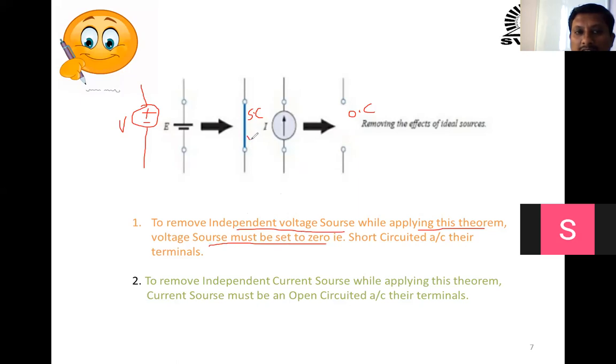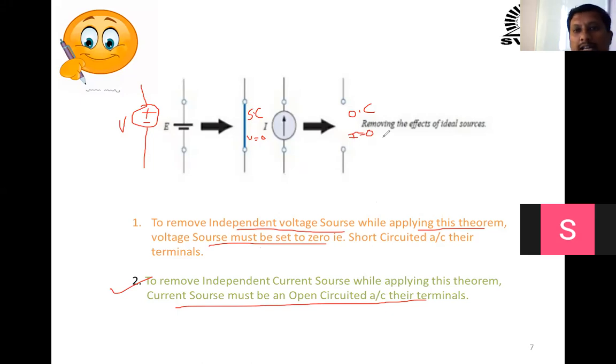Means short circuit, that is, its voltage is made 0. That is, short circuited across its terminals. What is the voltage of a short circuit? 0. What is the resistance? 0. Now, to remove the independent current source while applying this theorem, the current source must be open circuited. Means open circuit is there, the current value becomes 0. I is equal to 0.